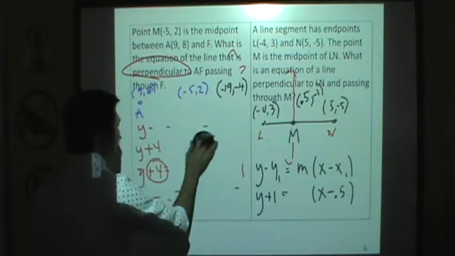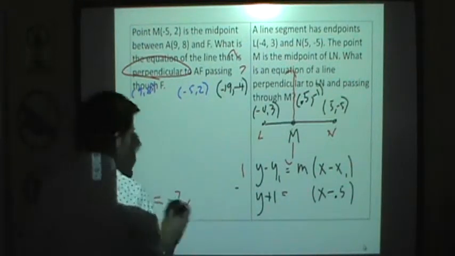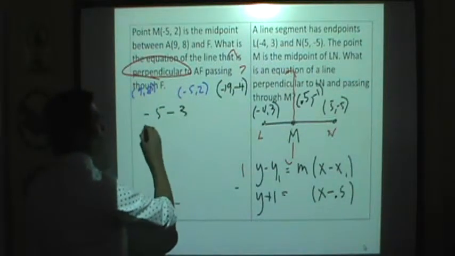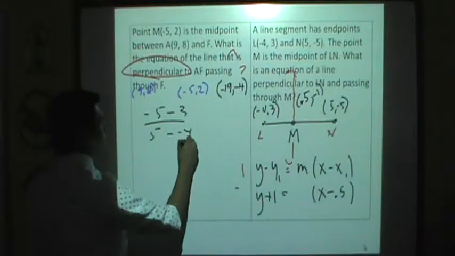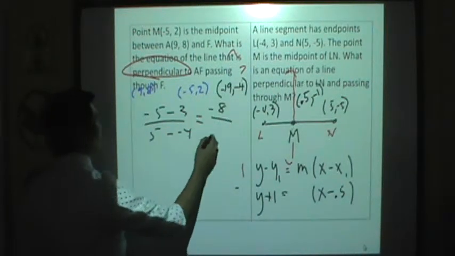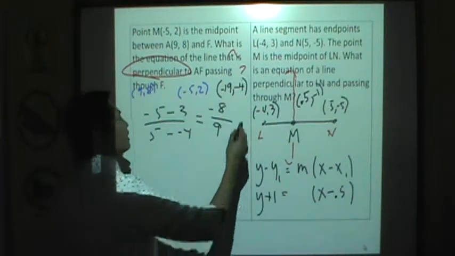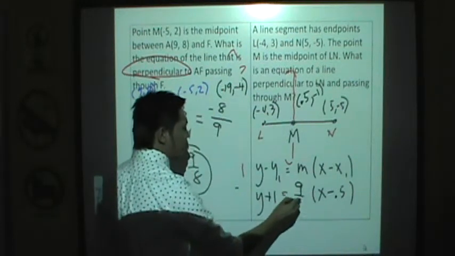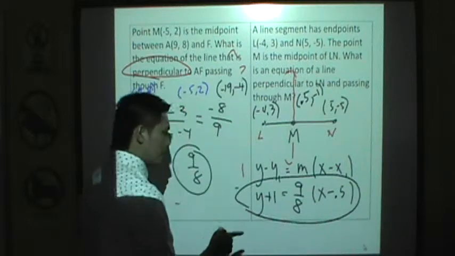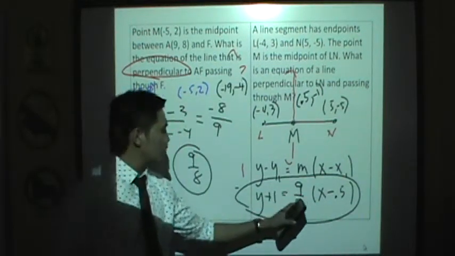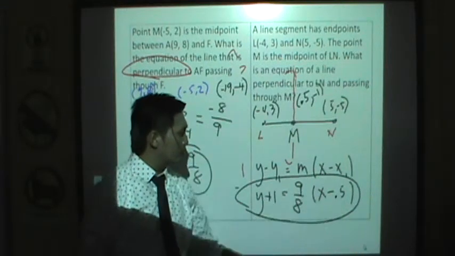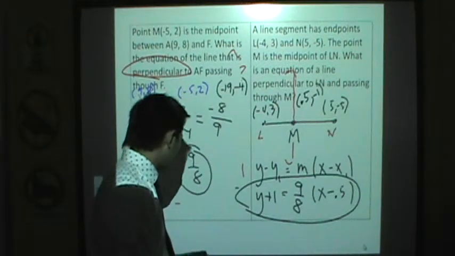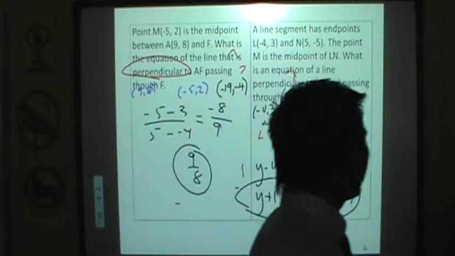To find the slope, it should be negative 5 minus 3 over 5 minus negative 4, which is negative 8 over 9. But because the line is perpendicular, you just have to flip it to 9 over 8. Now you have 9 over 8. That's not the final answer yet, but you can go ahead and start distributing 9 over 8 to x and negative 0.5, and then move 1 over, which becomes negative, and get the final equation of that graph that is perpendicular to line L and N.